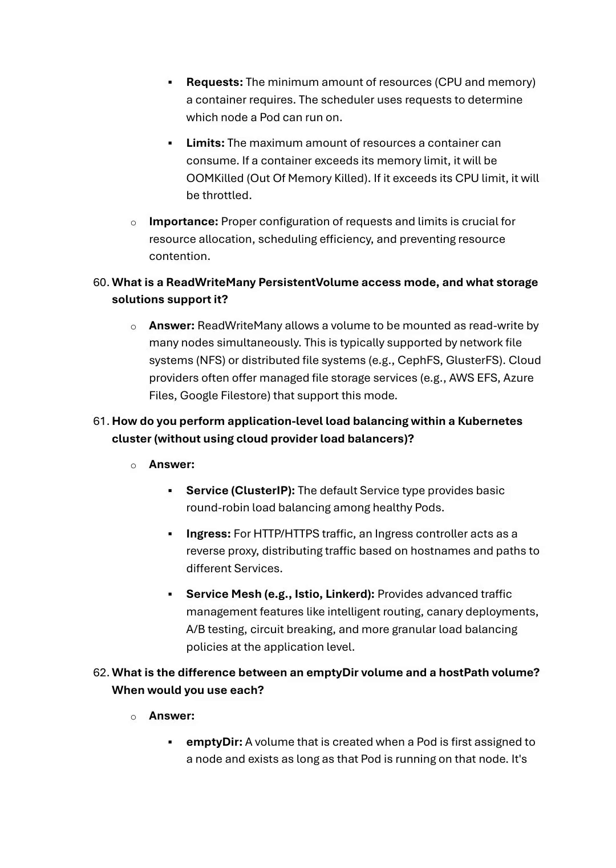Requests: the minimum amount of resources, CPU and memory, a container requires. The scheduler uses requests to determine which node a pod can run on. Limits: the maximum amount of resources a container can consume. If a container exceeds its memory limit, it will be killed, out of memory killed. If it exceeds its CPU limit, it will be throttled. Importance: proper configuration of requests and limits is crucial for resource allocation, scheduling efficiency, and preventing resource contention.